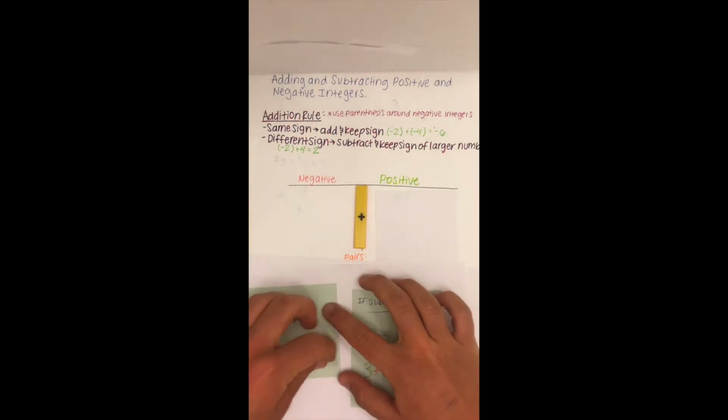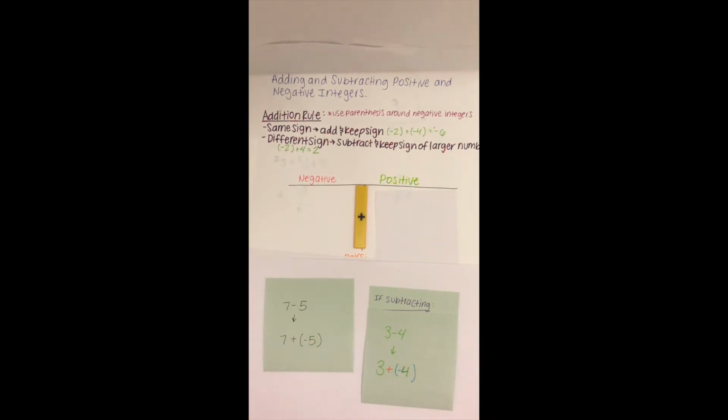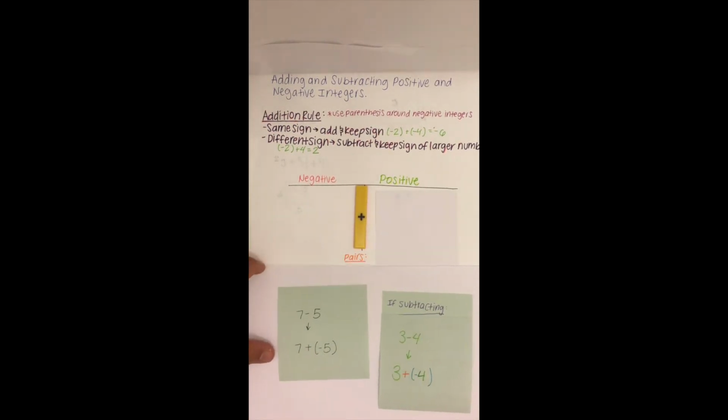In this example, with 3 minus 4, we change the minus to a positive, and we turn the 4 into its opposite. So we're going to do that with this one as well. We're going to have 7 plus, so we change the sign, the opposite of 5 is -5. And then we just apply the addition rules.